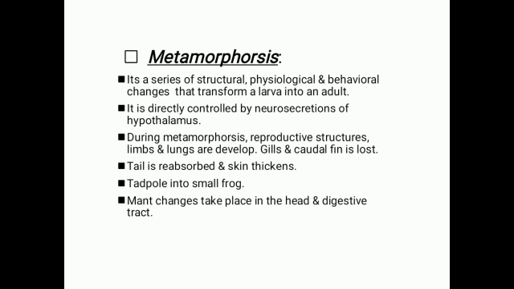What things develop? Limbs, lungs, and reproductive structures. And the gills and caudal fin are lost. The tail is reabsorbed and the skin thickens. Tadpole turns into a small frog. Many changes take place in the head and digestive tract.